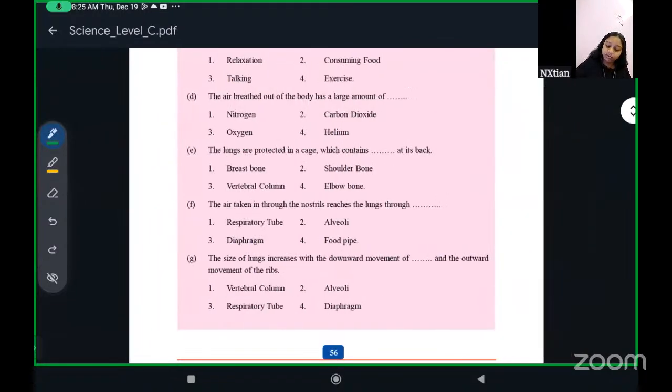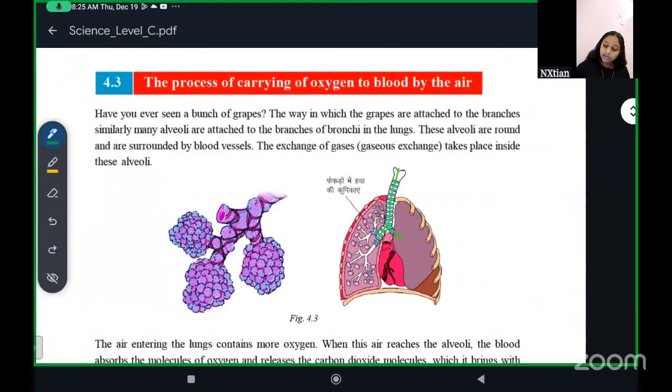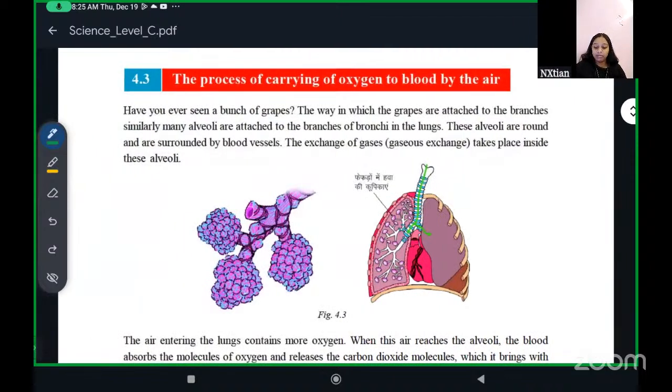So now we have the process of carrying oxygen to the blood by the air. We have alveoli, which are responsible for this. The way grapes are attached to branches, similarly many alveoli are attached to the branches of bronchi in the lungs. These alveoli are round and are surrounded by blood vessels.